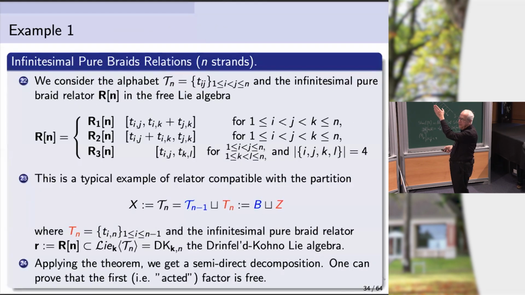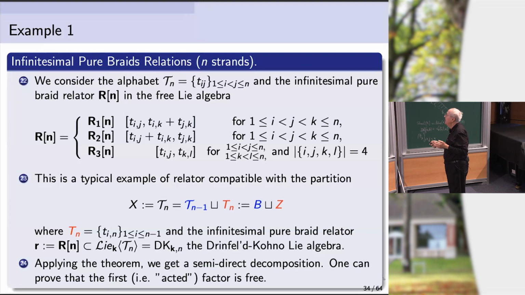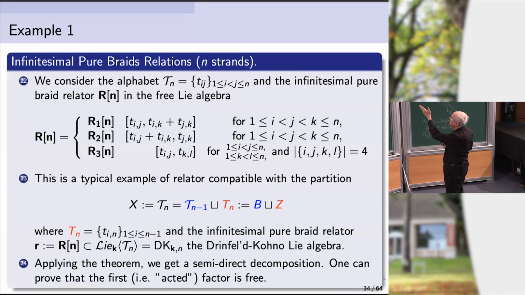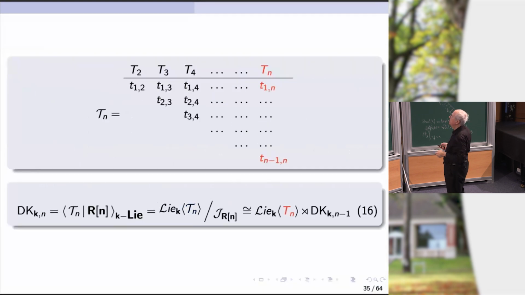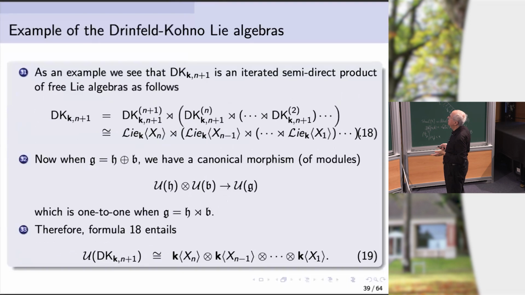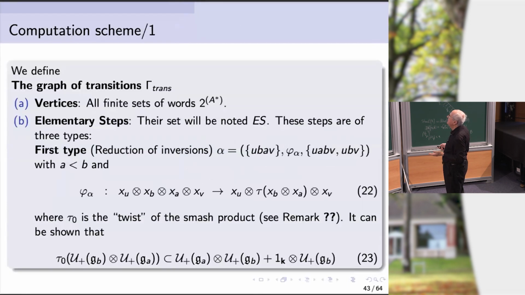So you have this for the Drinfeld-Kono algebra, and you see that it is graded by B, in saying that every action of the blue alphabet is Tij with j less than n minus one. The relators give you a big grading, so this is not surprising, and it was known by the paper by Tang and Ali that it is a semi-direct product. So I pass.